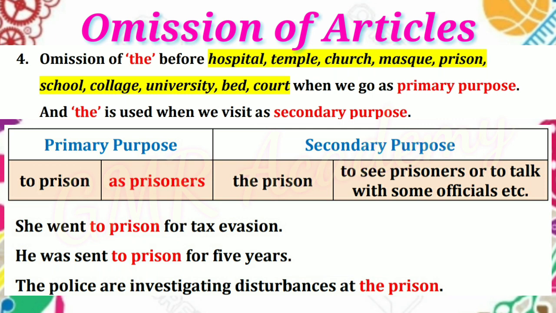He was sent to prison for 5 years. He also did something wrong, some crime. So he was sent to prison, not sent to the prison. Sent to prison. Why? Because of the primary purpose.